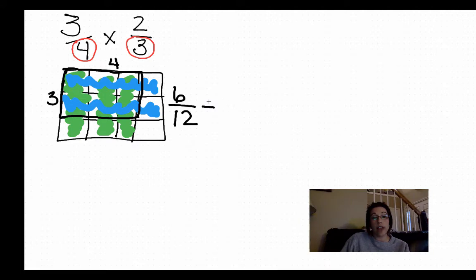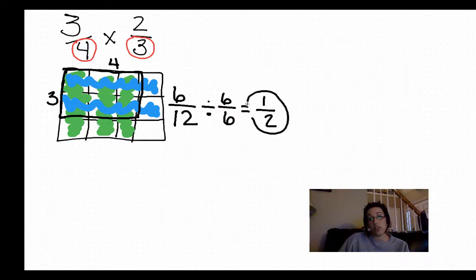Of course, as always in fractions, we are going to simplify. 6 will go into 12, so we're going to divide by 6/6. And 12 divided by 6 is 2. 6 divided by 6 is 1. So that means 1/2 is our answer.